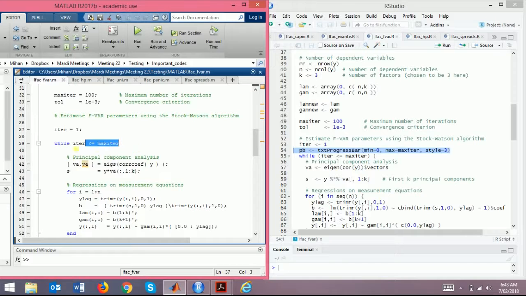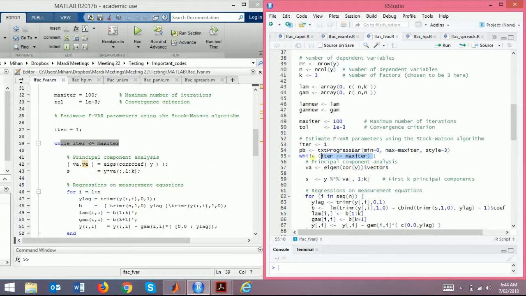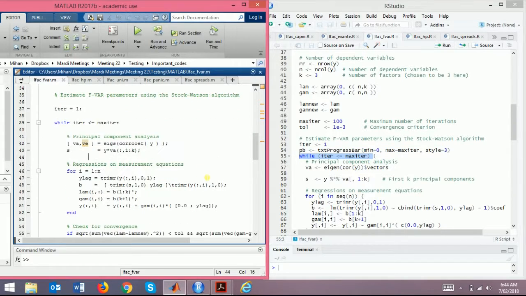So as long as iteration is less than or equal to the maximum number of iterations, 100, we do principal component analysis, right? We have a principal component analysis function, we'll probably use it. So first let's find eigenvalues of the correlation coefficient of y. So find the eigenvalues on the correlation coefficient of y.